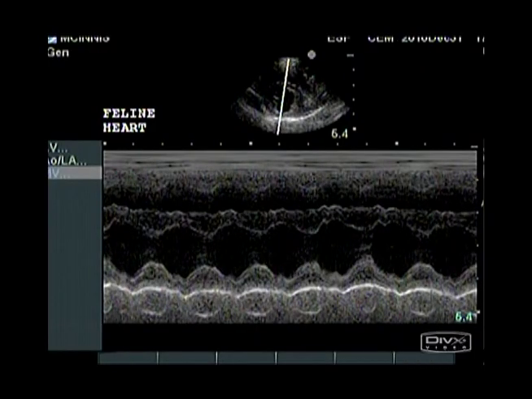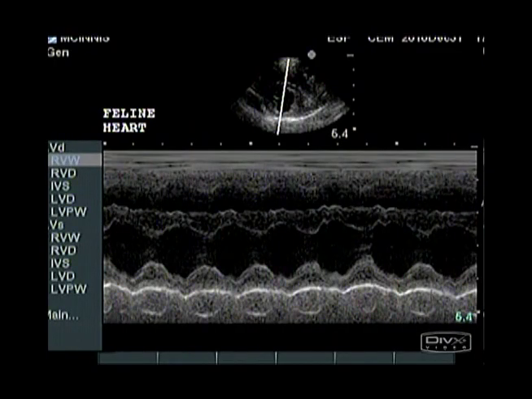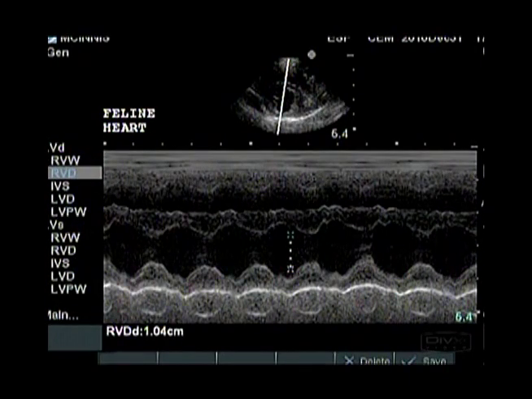In cats, begin with a measurement of the right ventricle in diastole. Remember, diastole is relaxation of the ventricles. This is when the right and left ventricular chambers are passively filling with blood. Pressure in the ventricles is at the lowest point, allowing blood to flow from the atria into the ventricles.